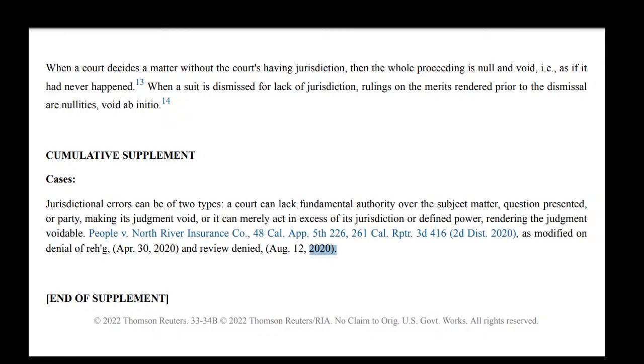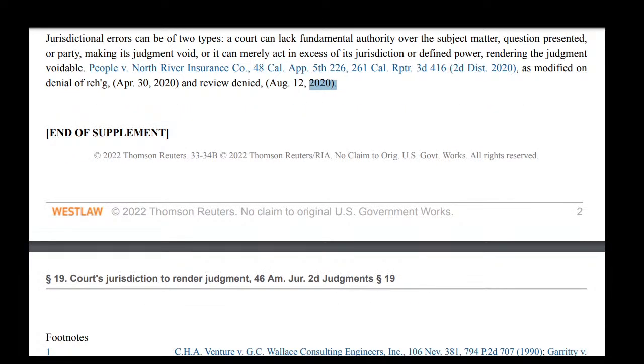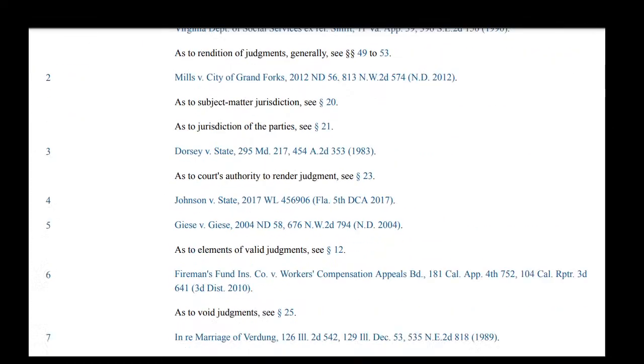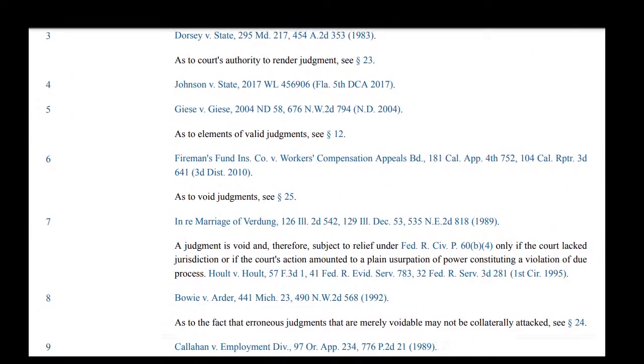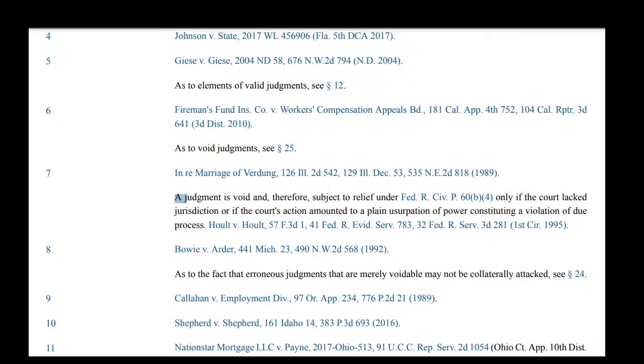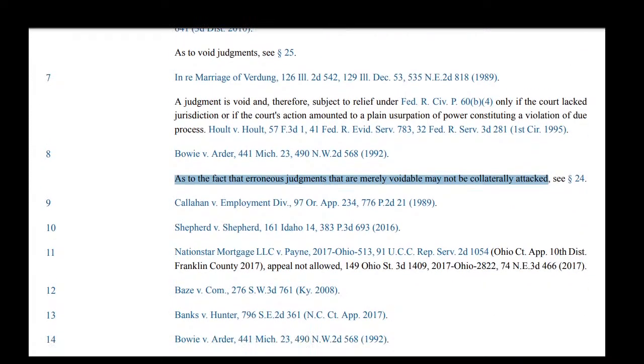Review denied 2020, so very recent stuff. Again, we're reading from a 2022 supplement, so these are rather recent activities in the courts. A judgment is void and therefore subject to relief under the Federal Rules of Civil Procedure only if the court lacked jurisdiction or if the court's action amounted to a plain usurpation of power constituting a violation of due process. Ooh. As the fact that erroneous judgments that are merely voidable may not be collaterally attacked.